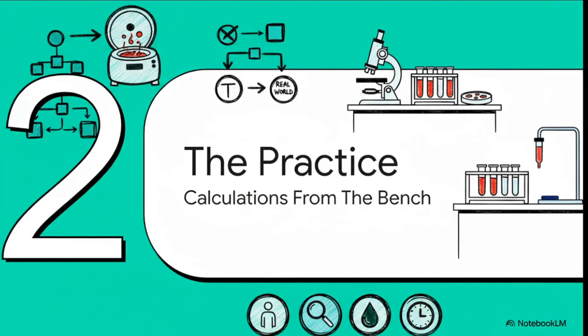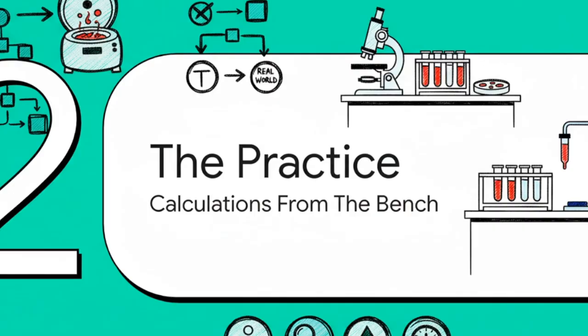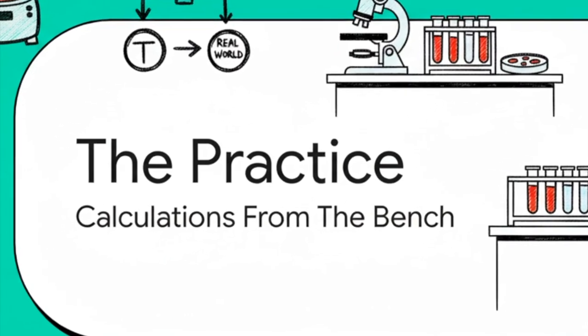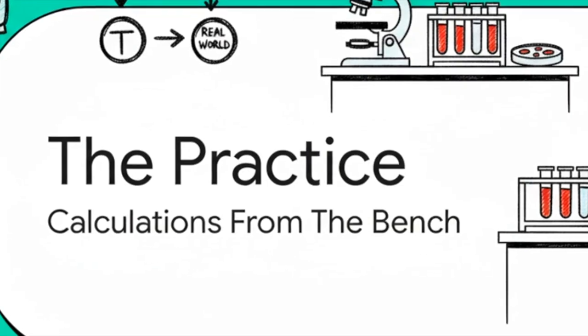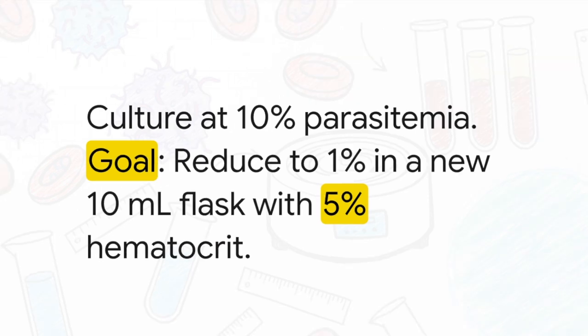Okay, enough theory, let's get into the practice. Let's get our hands dirty and put this into practice. We're going to walk through 3 super common scenarios that, trust me, you will see at the bench. Starting with the one you do most often, your culture's been chugging along just fine, the parasitemia is getting a little high, and it's time to give those parasites some fresh medium and more room to grow. Pretty standard stuff. A tenfold dilution of the parasitemia, and we're shooting for a nice, healthy 5% hematocrit.